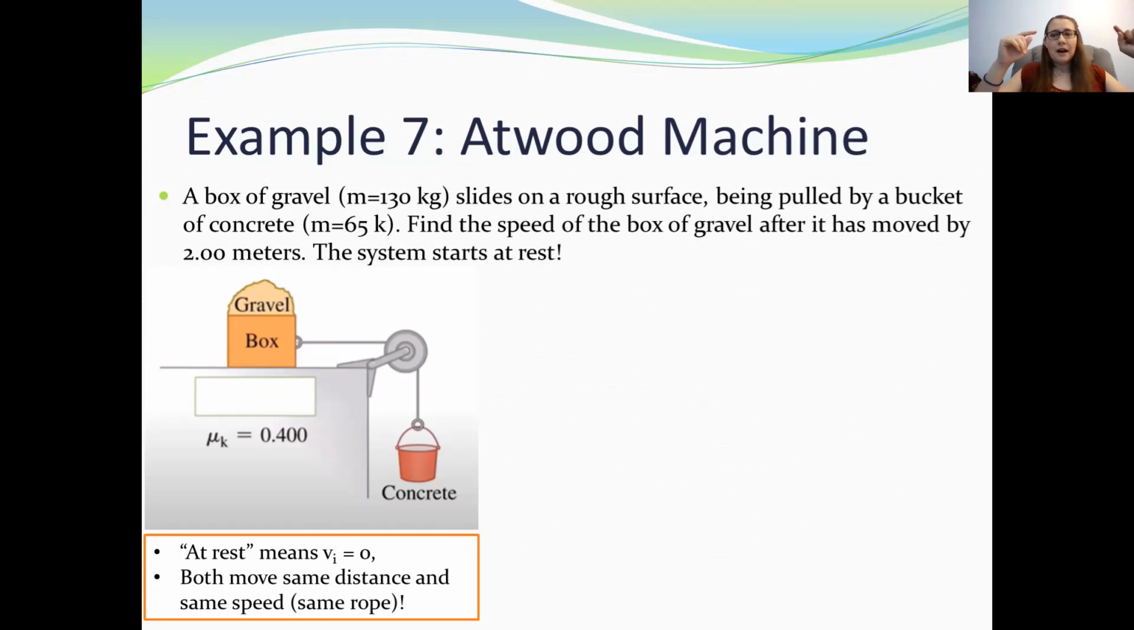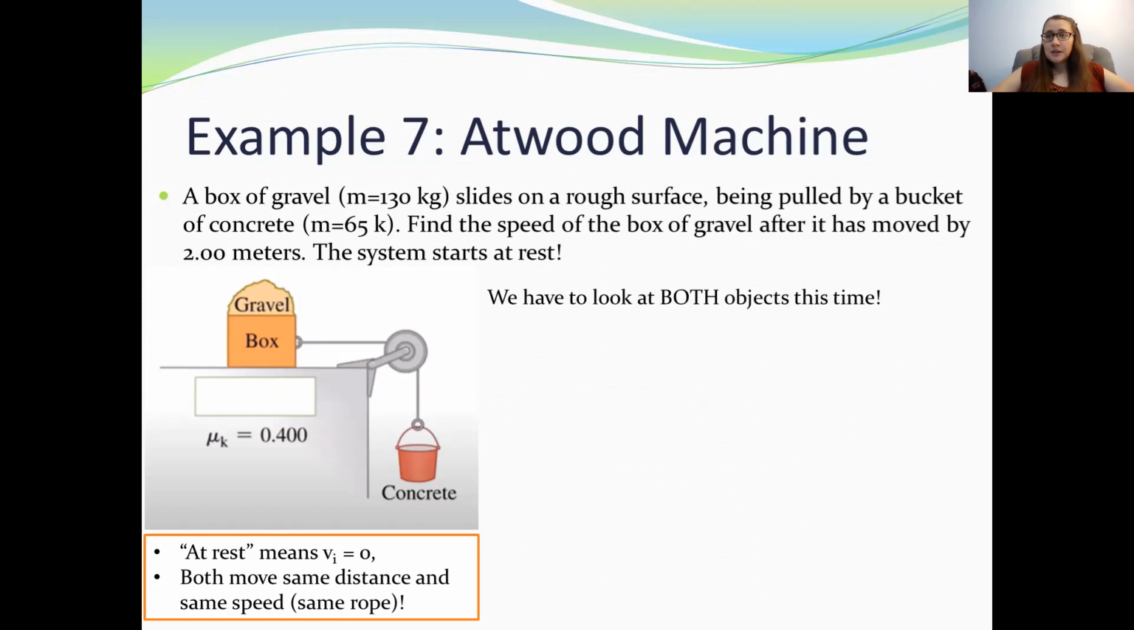So if this box of gravel travels 2 meters, that means the concrete bucket is also traveling 2 meters. Again, it's the same rope. It is not stretchy. Okay, so those things are actually really helpful to keep in mind as we go through this.